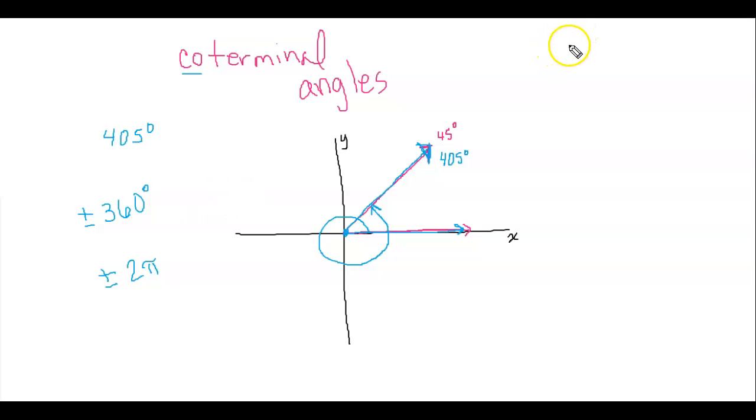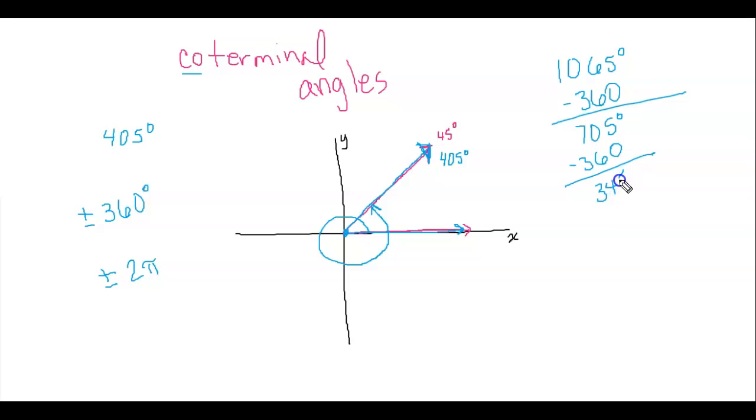Let's say they gave me 1,065 degrees, and they want me to find a coterminal angle that is actually just between 0 and 360. Well, all I'm going to do is start subtracting 360 from it and see what I get. So 1065 minus 360 is 705. Well, that's still not between 0 and 360. So I'm going to subtract 360 again. And I got 345 degrees. So that means the angle between 0 and 360 that is coterminal with 1065 is 345.